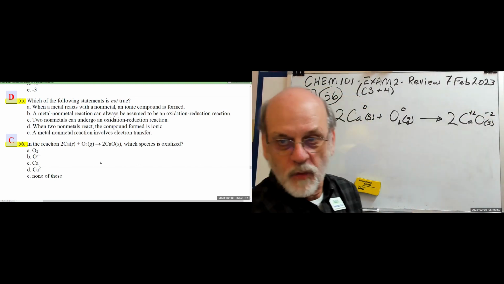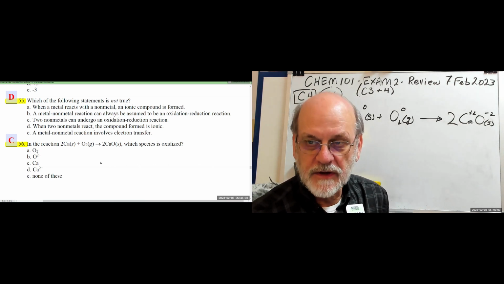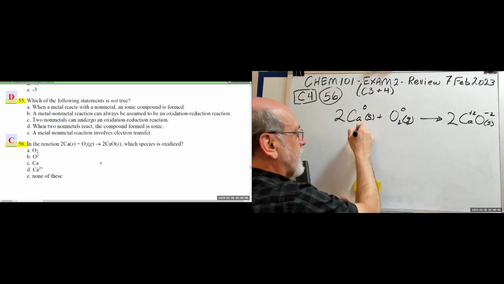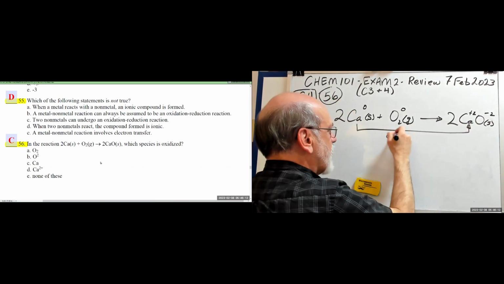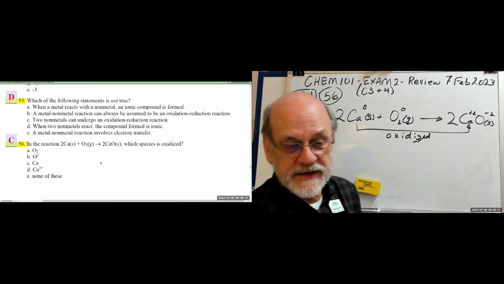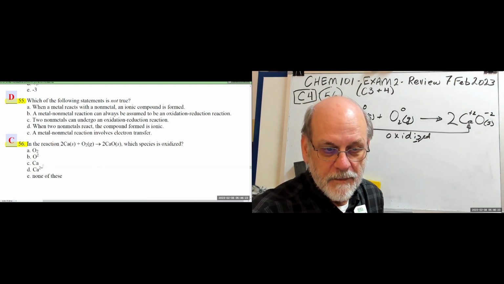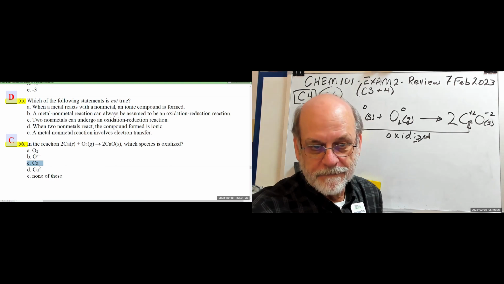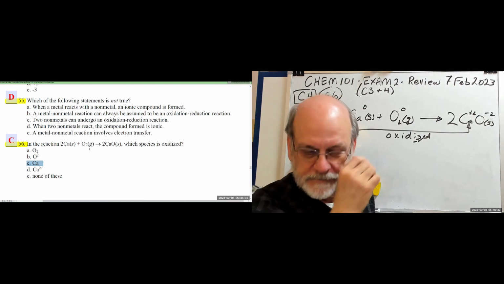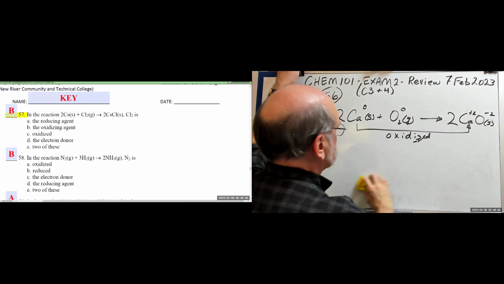So what does oxidation mean? OIL RIG. Oxidation is loss. Which one lost electrons? Well, the one that went from 0 to a positive. Right here. This is oxidized. So calcium was the species that was oxidized. There you go. And oxygen obviously had to be reduced. All righty. 57, that's a different equation, so let me get rid of this one.